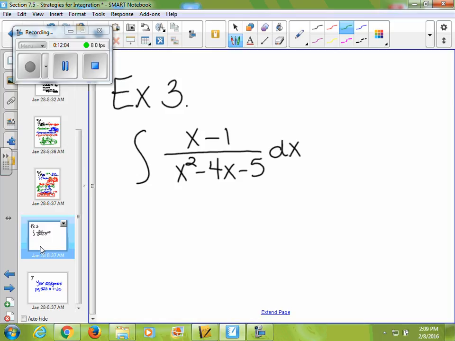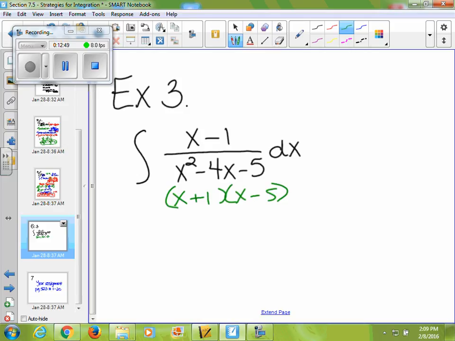And lastly, if I look at example 3, I have x minus 1 divided by x squared minus 4x minus 5. Okay, so we're dealing with fractions, so what do we think is going to be the best way to solve it? Factor the denominator, perfect. So let's use partial fractions, so we'll factor the denominator. Okay, so what does x squared minus 4x minus 5 factor to? Perfect. X plus 1, x minus 5.